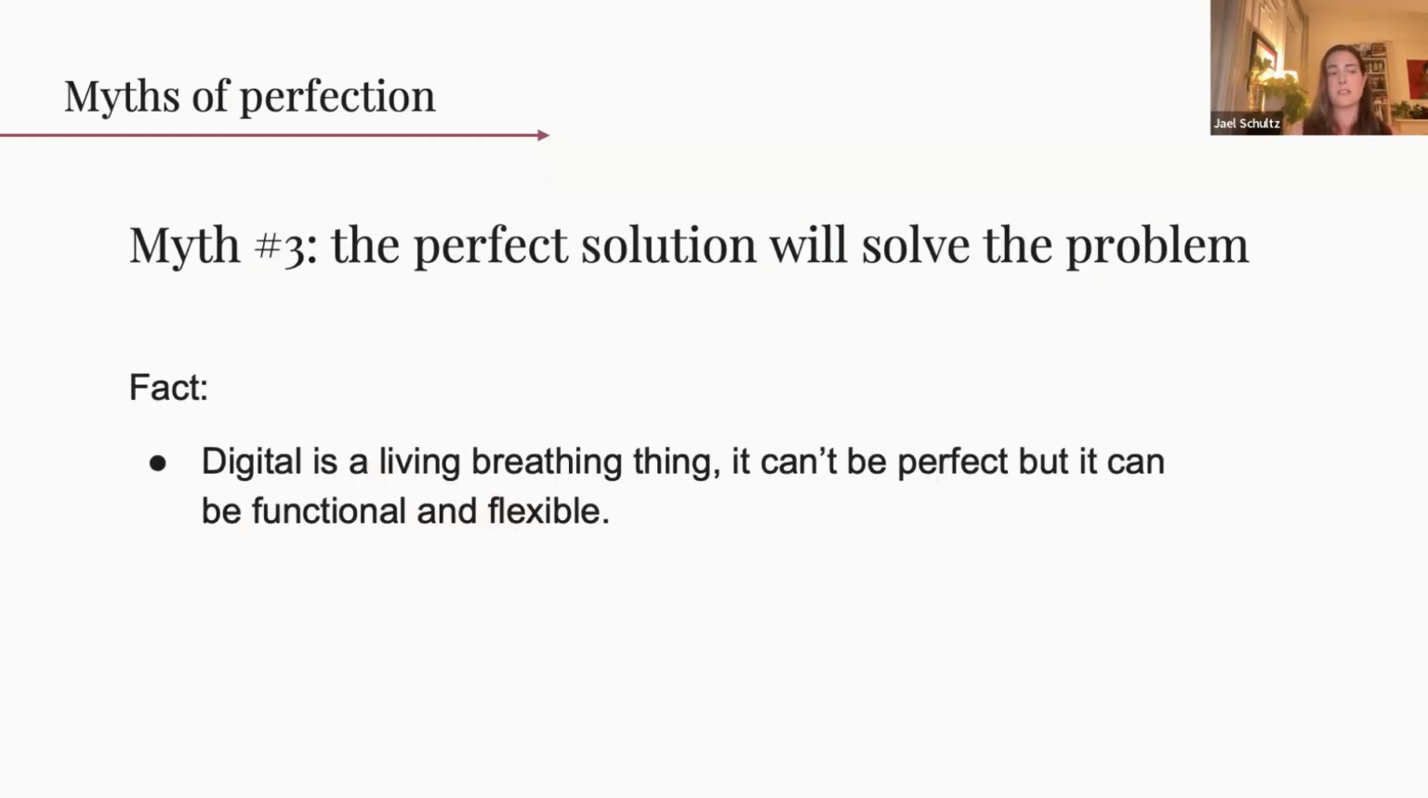The fact of the matter is, digital is a living, breathing thing. It can't be perfect. You can't contain it. It's never going to be a snapshot in time forever, but it can be functional and flexible.